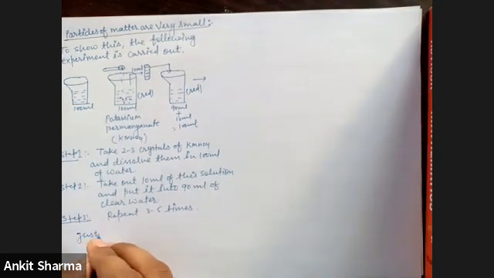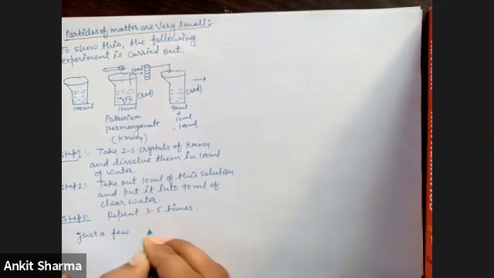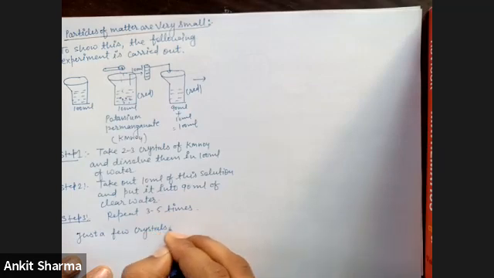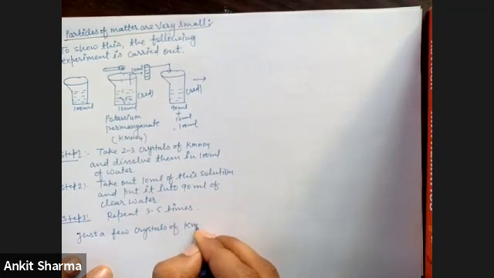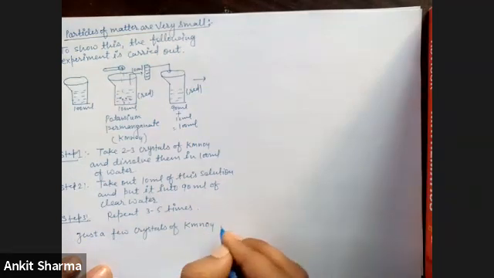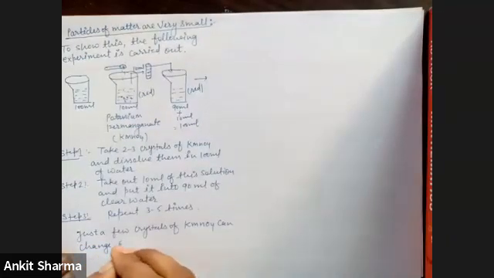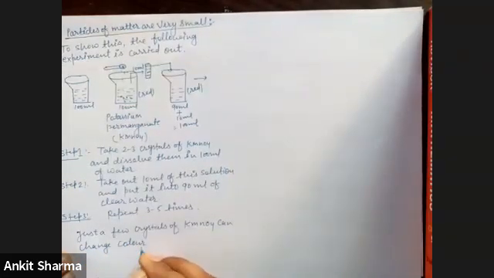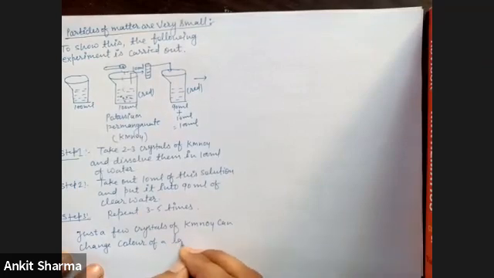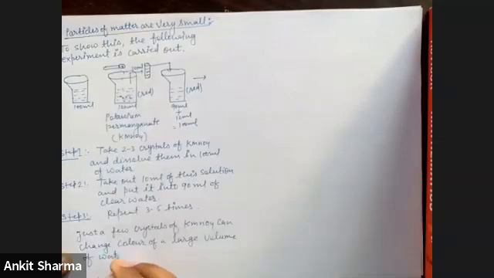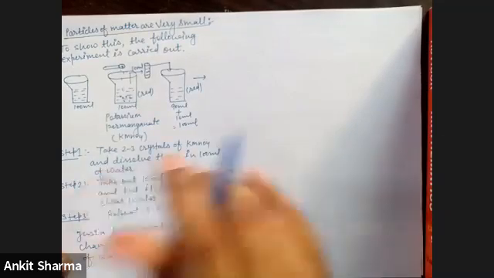Okay, let's write: just a few crystals of potassium permanganate, KMnO4, can change color of a large volume of water. Okay, let's divide the page.